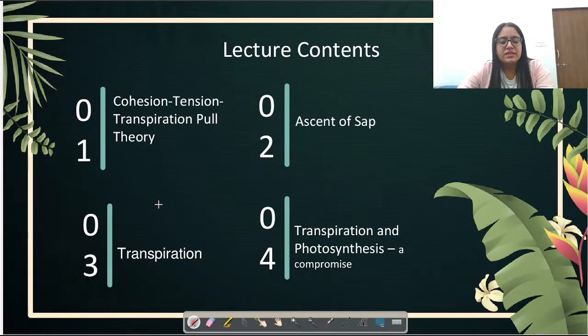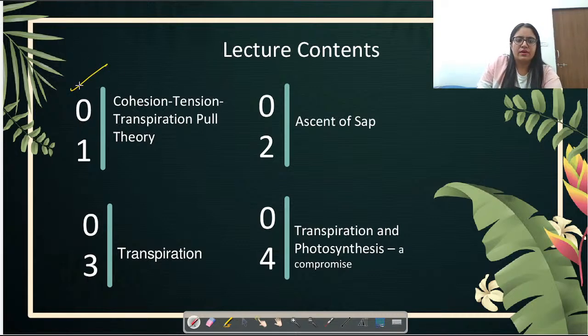Okay, so here is the most important thing that you need to understand before starting the lecture: what are we going to do in this class. So the topics that I'm going to cover in this lecture are, first, this theory. Let me change the ink. I think yellow will be good. Yeah. So in this lecture, I will explain what this cohesion, tension, transpiration pull theory is.